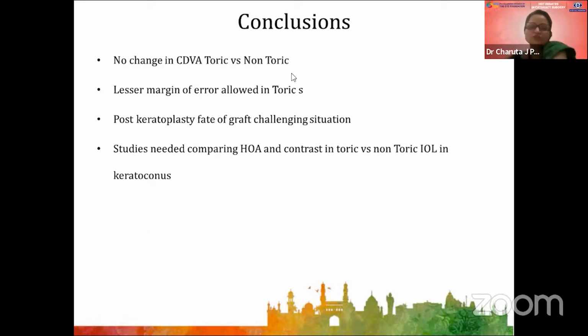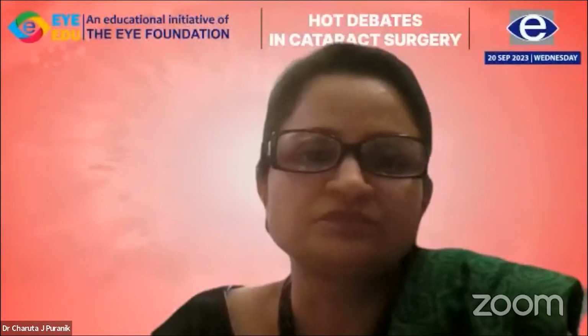So to conclude, there is no change in the corrected distance visual acuity between toric and non-toric. There is a lesser margin of error allowed in the toric IOLs for keratoplasty. Post-keratoplasty fate of the graft is a challenging situation, and further studies are required for real-world scenarios as to how the patients feel after a toric versus after a monofocal lens.